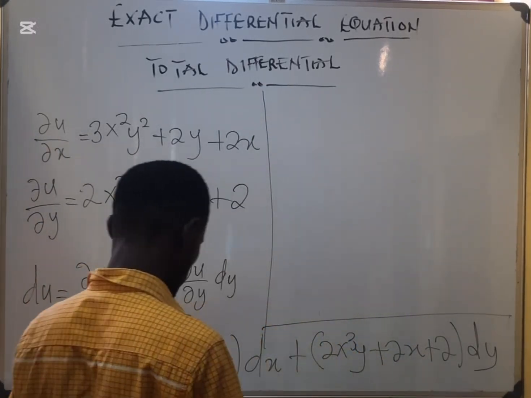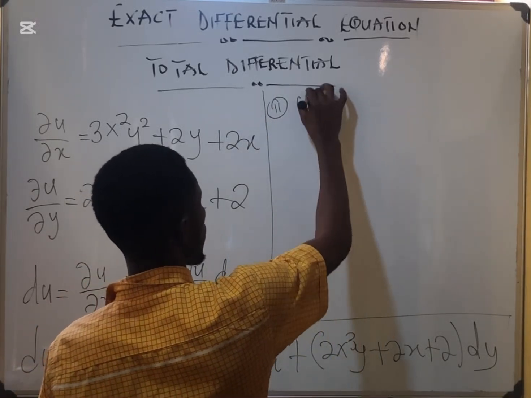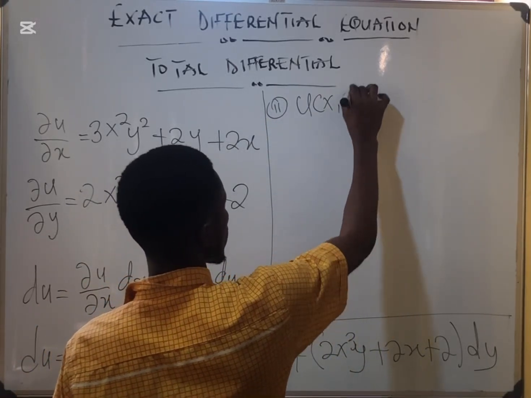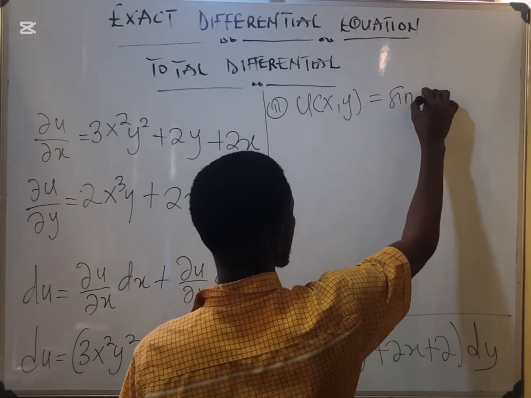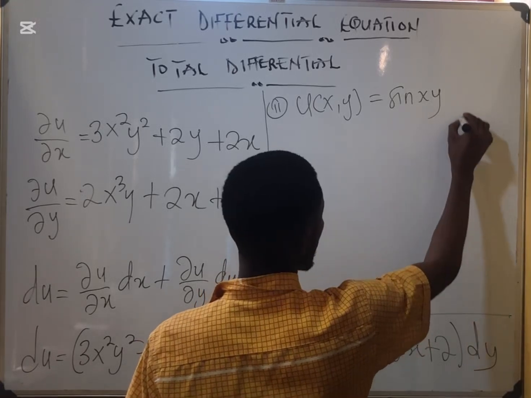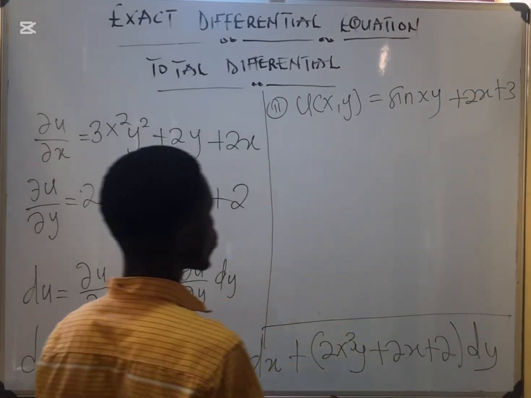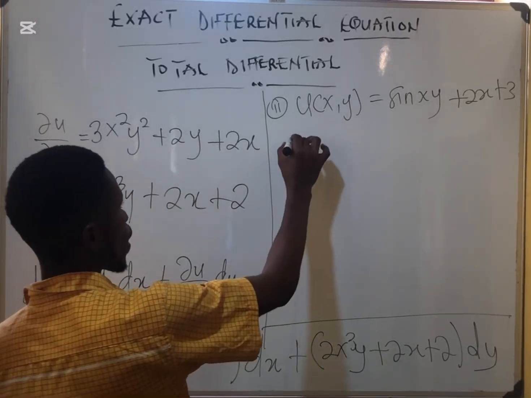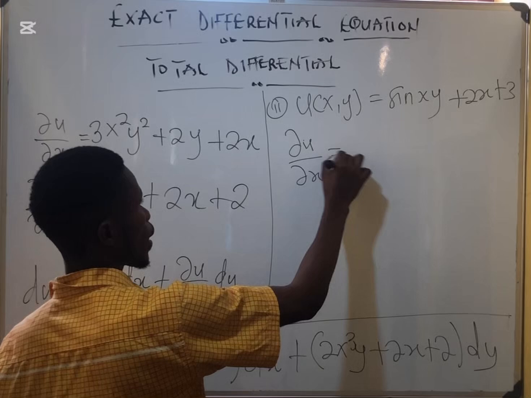Now let me look at the second example, where you have u of x, y equals sine xy plus 2x plus 3. So the first thing I have to find is delta u delta x.